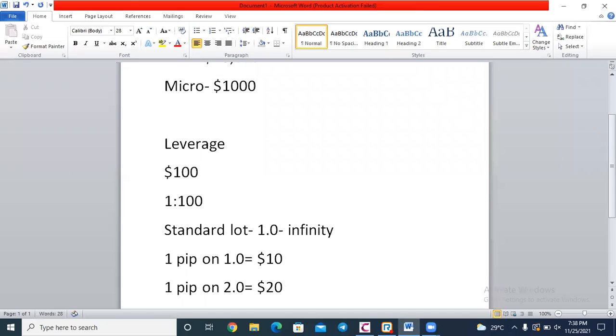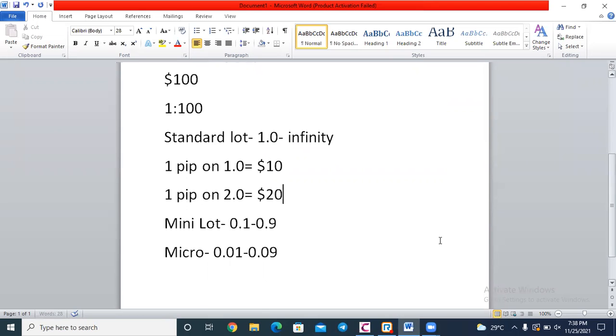That's $20. And let's move to mini. 1 pip on 1 mini lot, which is 0.1, equals $1. 1 pip on 2, which is 0.2 mini lots, equals $2.